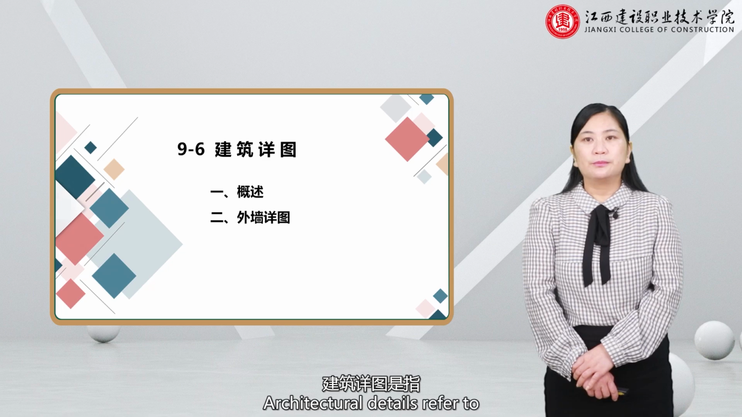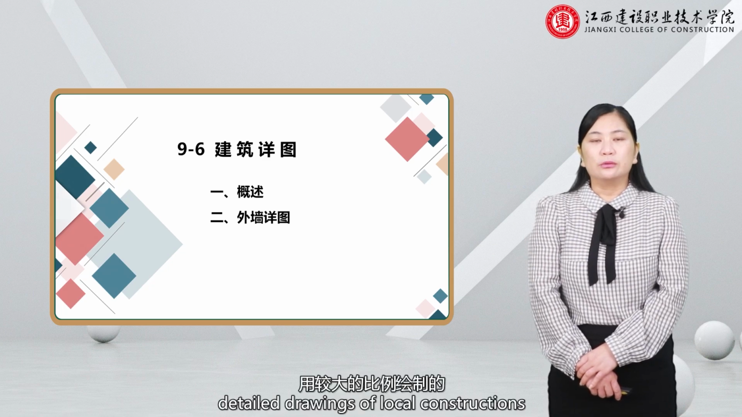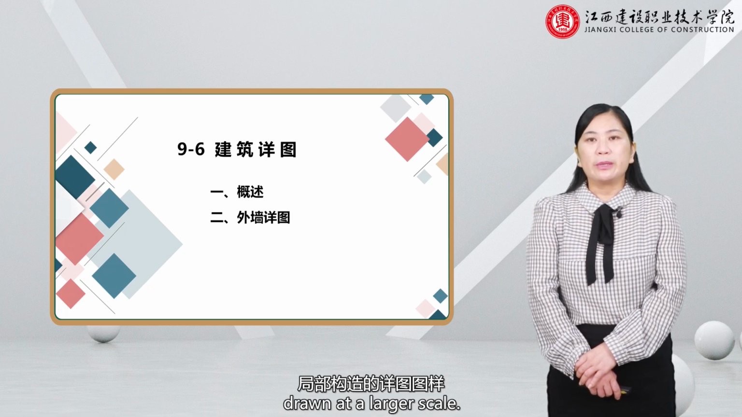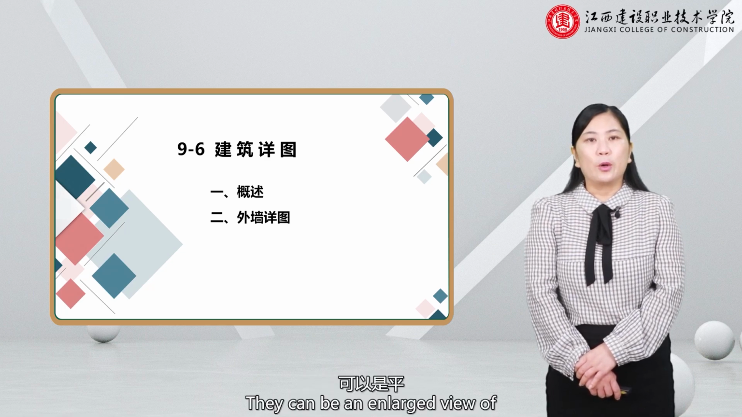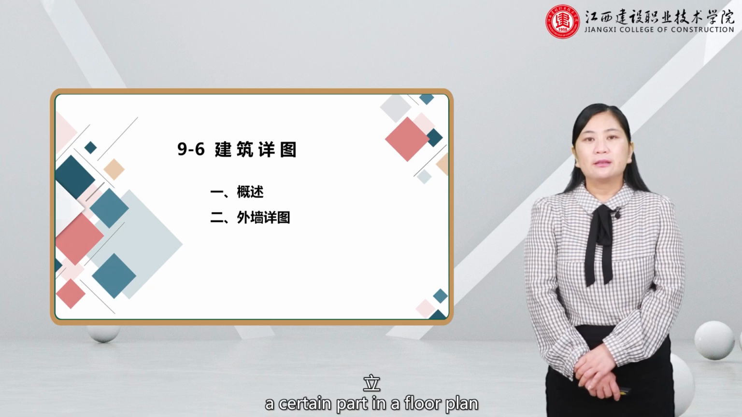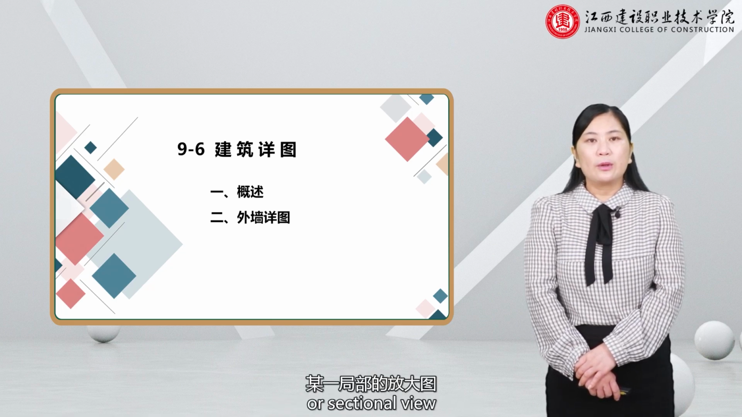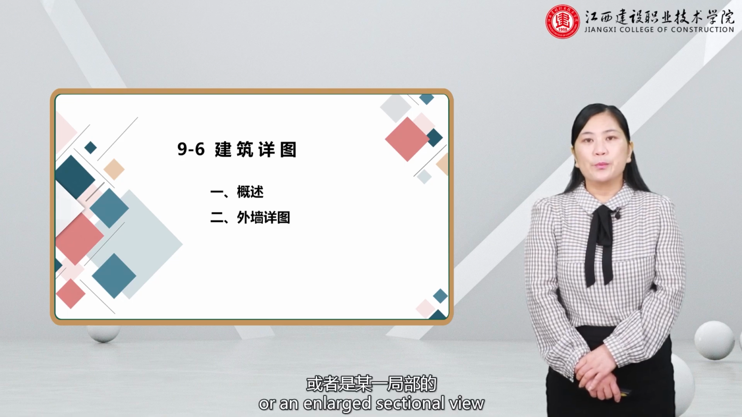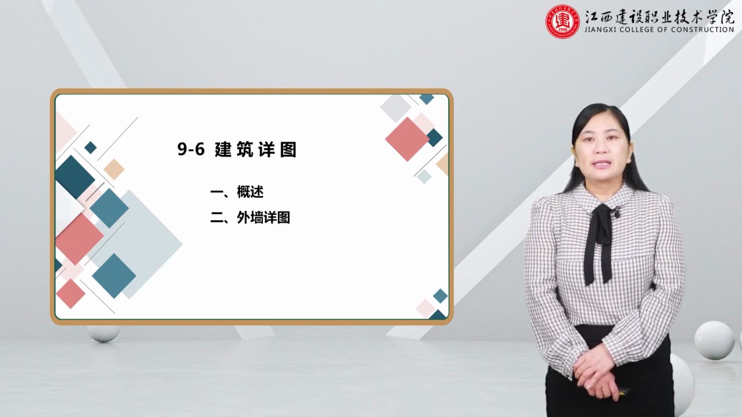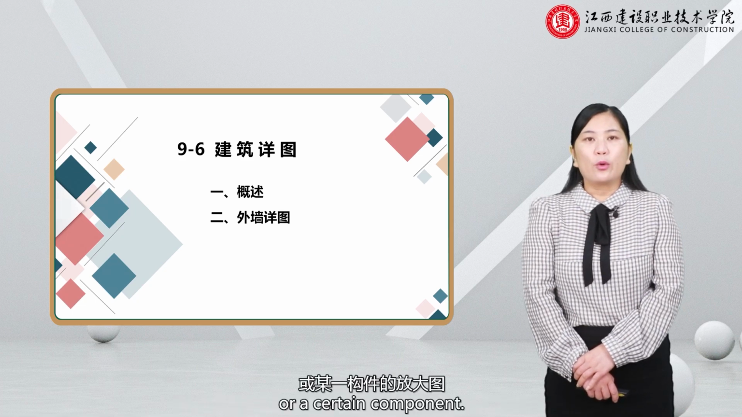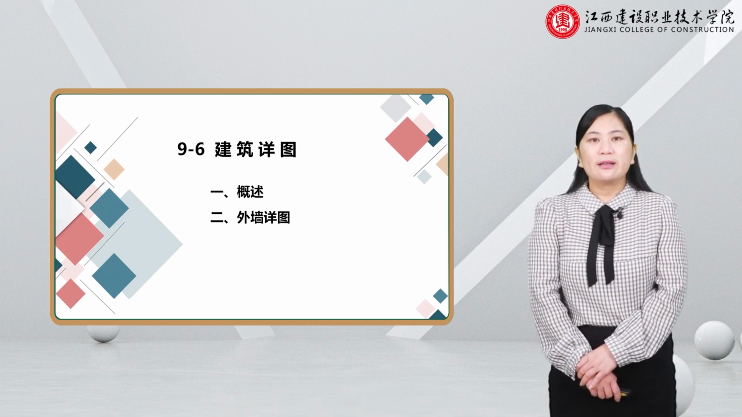Architectural details refer to detailed drawings of local constructions drawn at a larger scale. They can be an enlarged view of a certain part in a floor plan, elevation view, or sectional view, or an enlarged sectional view of a certain part. Or they can also be an enlarged drawing of a certain construction node or a certain component.